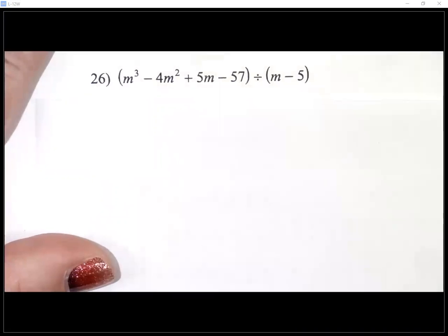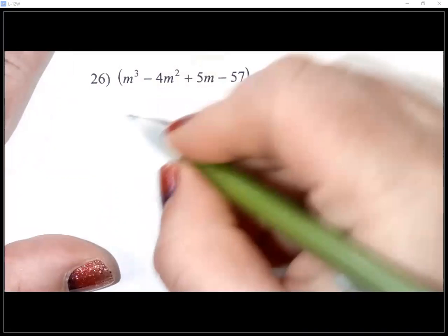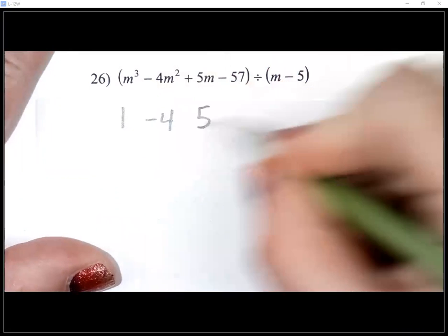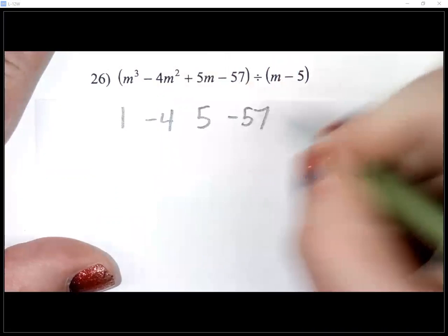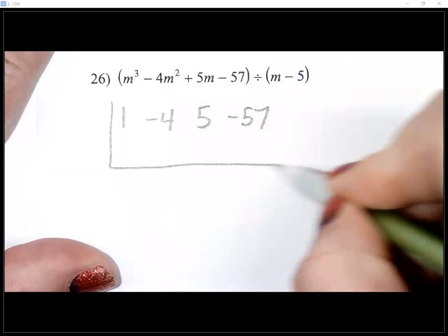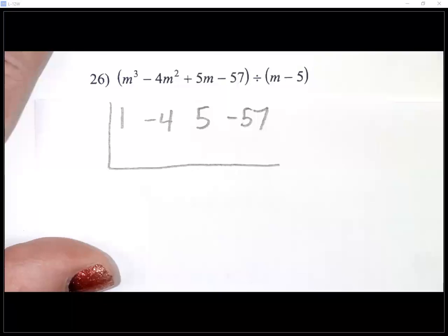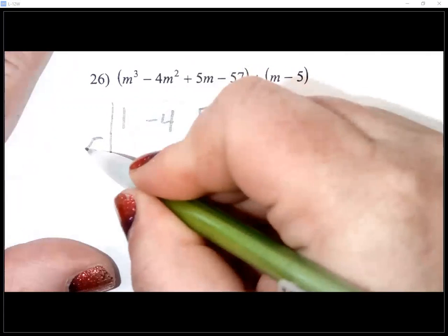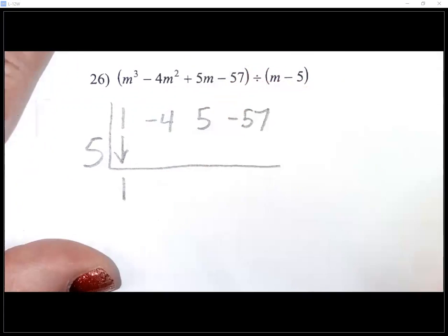So the next thing you do, you're just going to drop down all your coefficients. So I have a 1, a -4, 5, -57. I draw this L-shaped thingy. And what am I actually going to plug in? 5. It's always the opposite of what you see right there. I'm going to plug in a 5. You drop down the first number. And then what do you do?